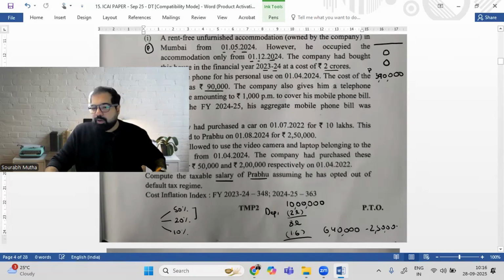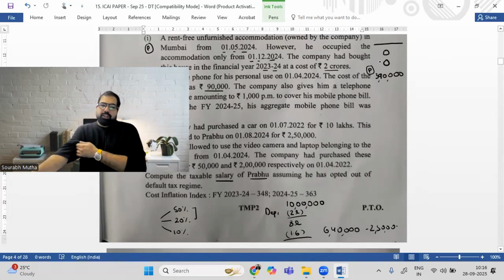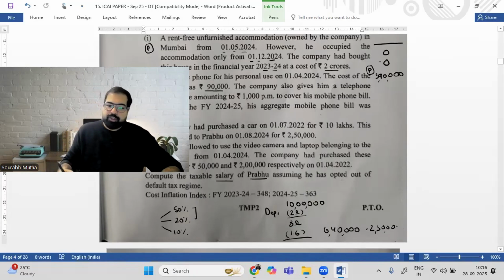I'm writing this as a perquisite because while calculating, guys, perquisites are not included in the definition of salary for accommodation. All right, this is the third one. Now let's go to the fourth one.